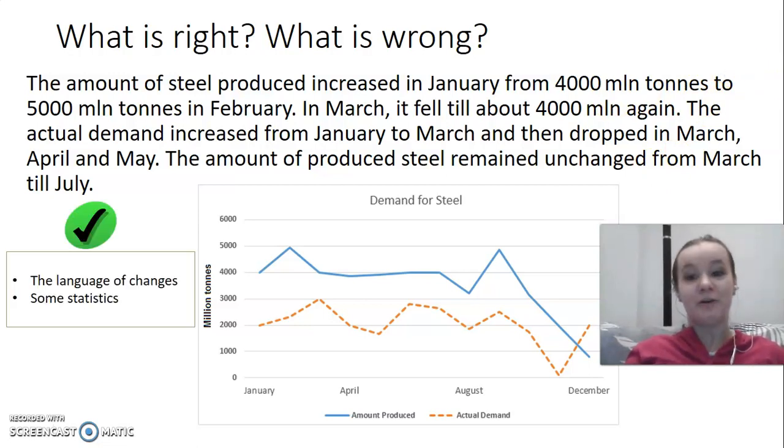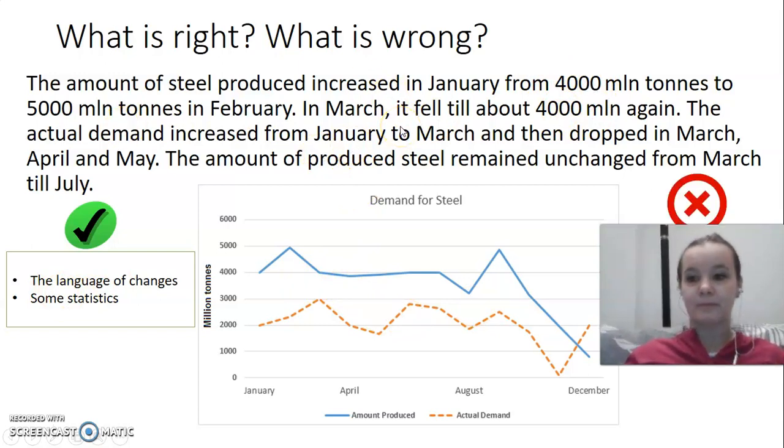So what is good? Let's talk about what is good. The good thing is that there's a language of changes. Where can we see it? Increased, fell, again, increased, dropped, remained unchanged. All these things are good. The person who has written this analysis uses the language of change, which is good because we talk about line graphs. And there is some statistics. See these numbers used, which is great.